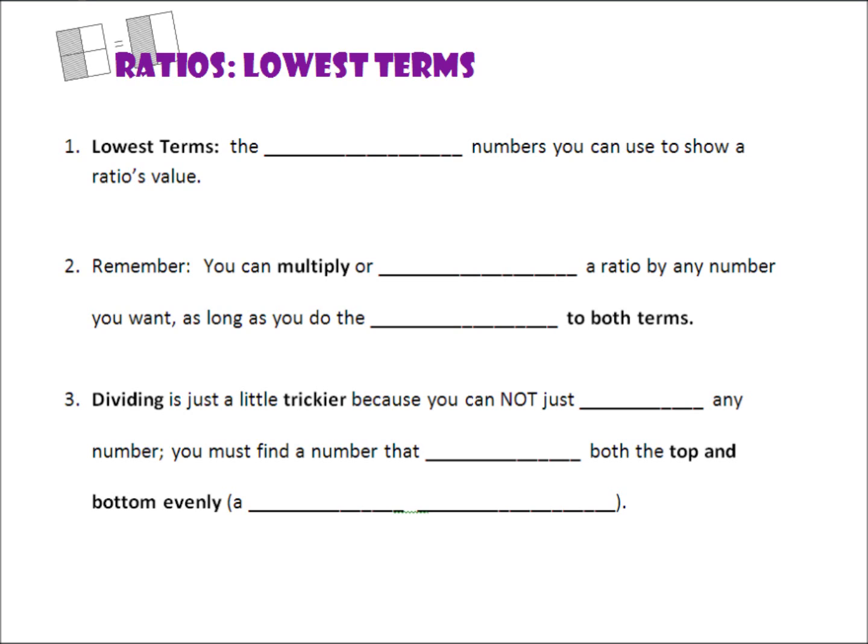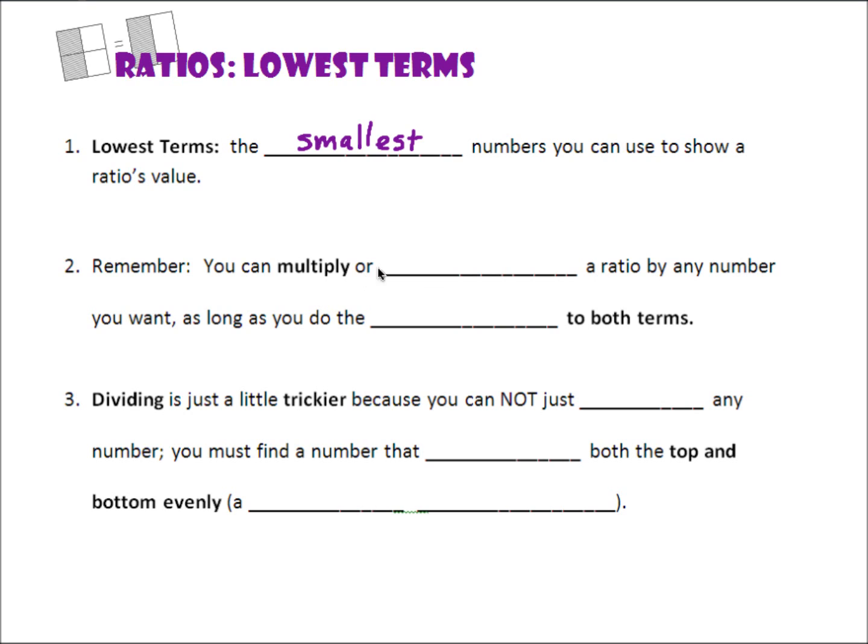So lowest terms is the smallest numbers you can use to show a ratio's value. You're going to want to fill these notes in. If you need to, at the end of this page, you can stop the video to get everything written in.